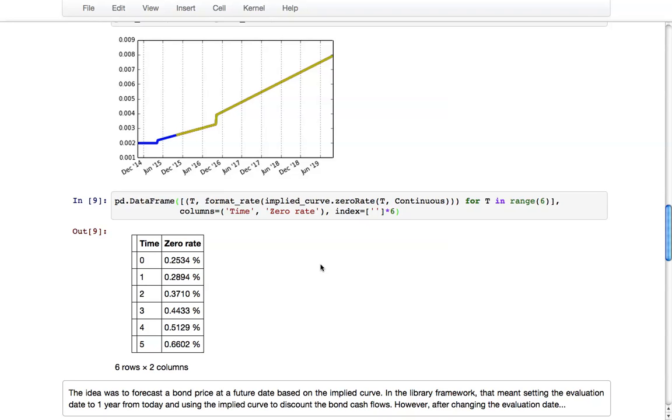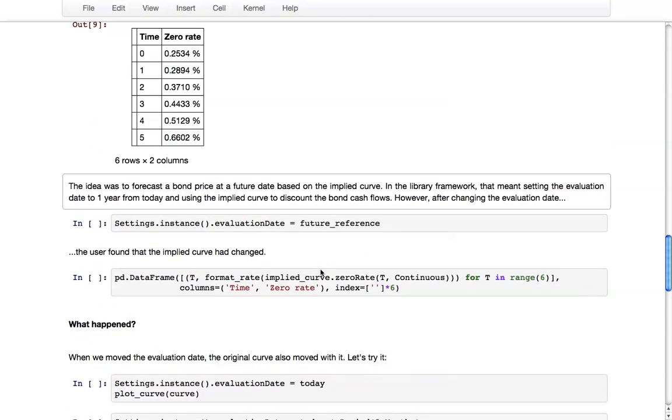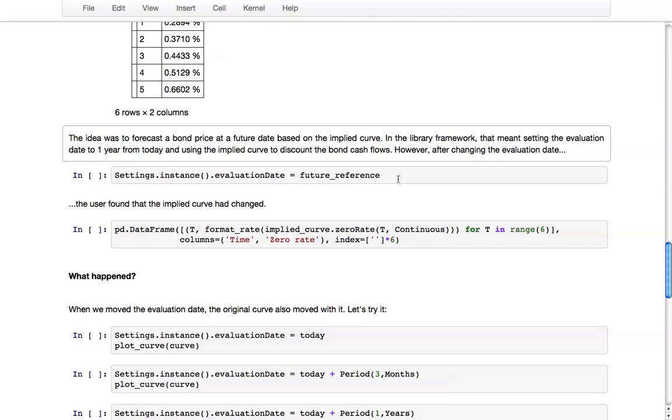So what can we do with this curve? The idea of the Stack Exchange user was to use this curve to forecast a future price for a bond. So we could set the evaluation date 1 year in the future and use this curve to price a bond and obtain a forecast of the future price based on today's expectation for the future rates. So first thing we do is change the evaluation date.